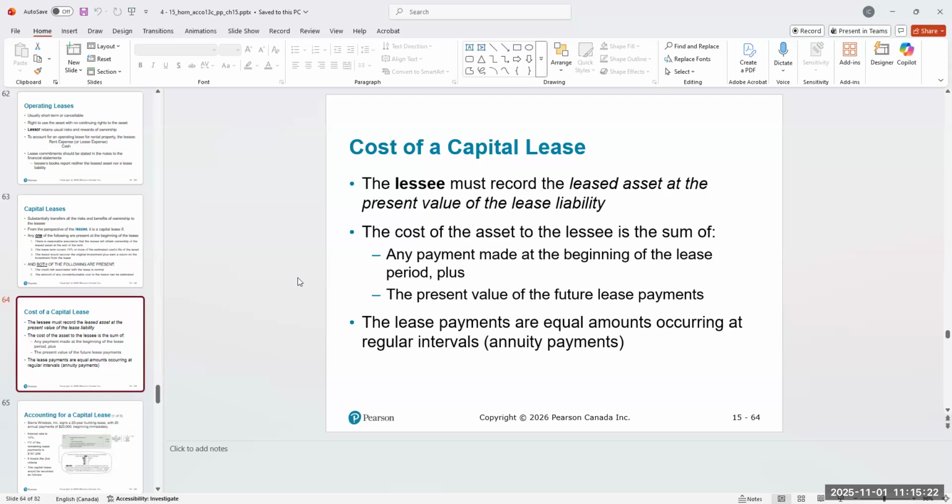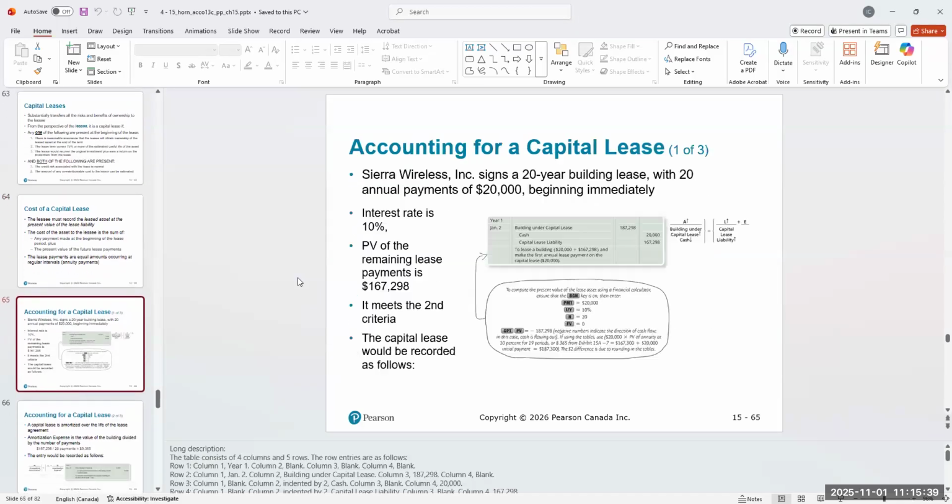And the other one is the cost of the asset to the lessee is the sum of any payments made at the beginning of the lease period and the present value of the future lease payments. Now the lease payments are equal amounts happening at regular intervals, which are called annuity payments. Example here: this company signed a 20-year building lease for 20 annual payments of $20,000, which begin immediately. Interest rate is 10%.